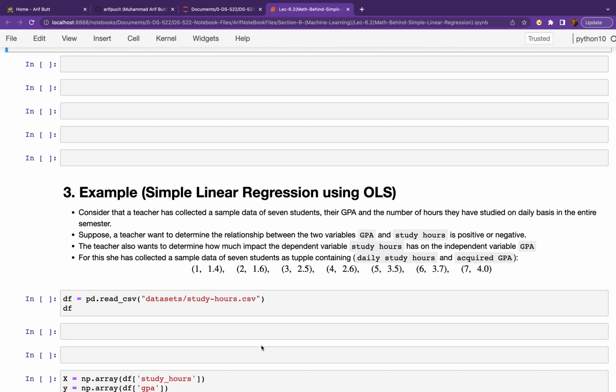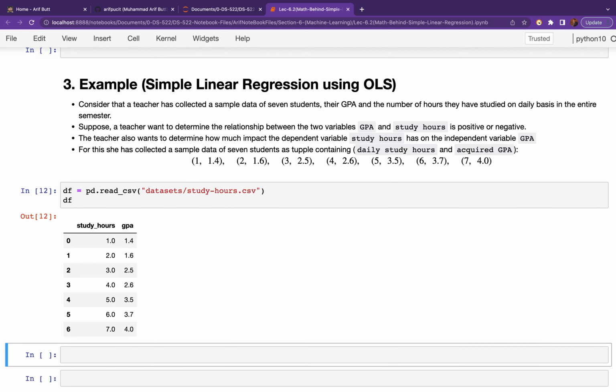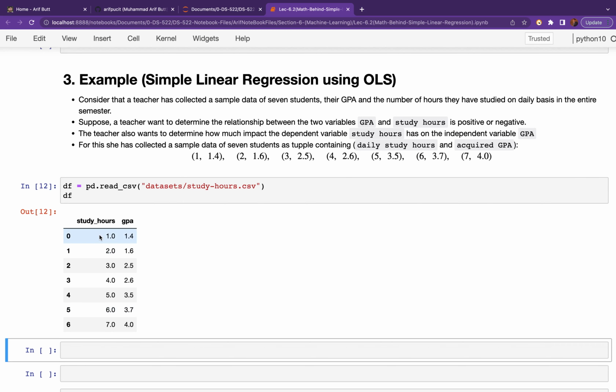My dear friends, now let us do an example to apply what we have learned so far. Consider these 7 data points, 7 x's and 7 y's, pairs of data points. X is the number of hours a student studies daily, and y is the grade point, the GPA achieved. Let me first load this dataset from a CSV file into our data frame. So this is our data frame, study hours. This is the input column, input feature, and GPA is the output feature or label.